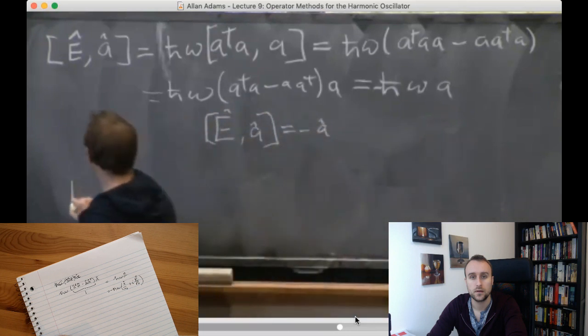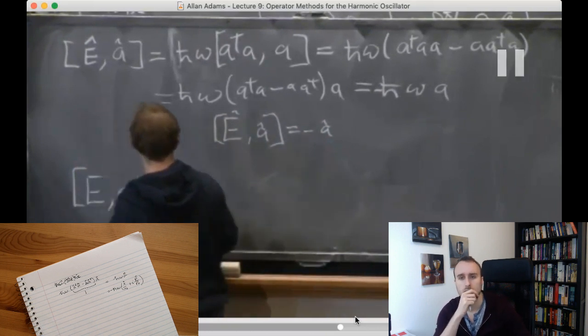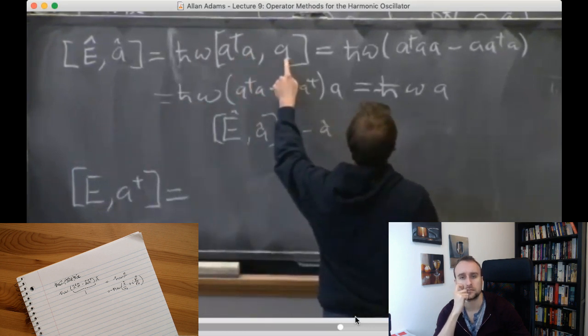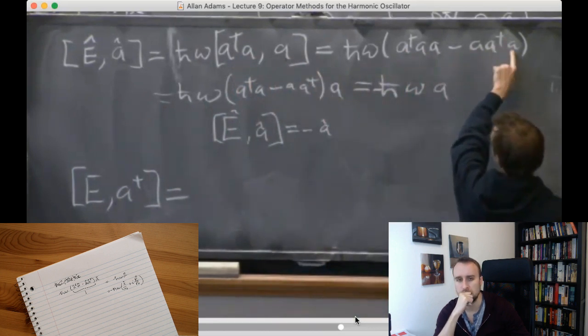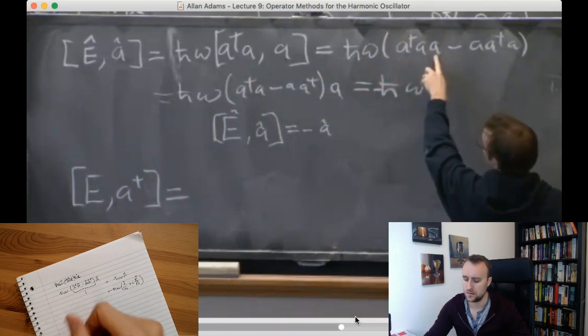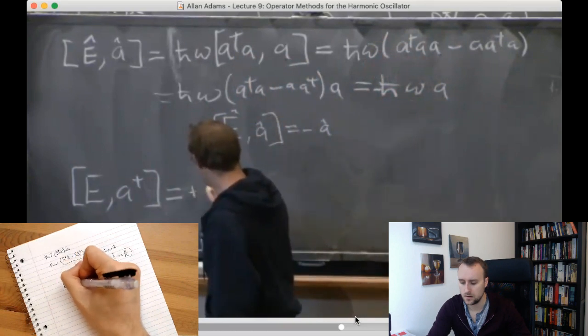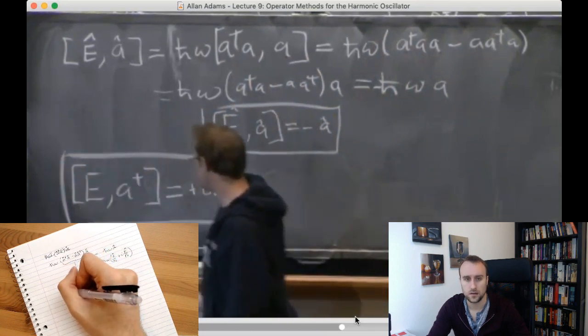Now, the second commutator, I'm not going to do it. E with a dagger equal to... Why did we lose the h bar omega? Well, let's just eyeball what's going to happen. There can be a dagger. So we're going to have a dagger minus a dagger a, so we're going to have a dagger in front and then a dagger. So all we're going to get is a sign, and it's going to be a dagger plus a dagger. Should have written that in the center.